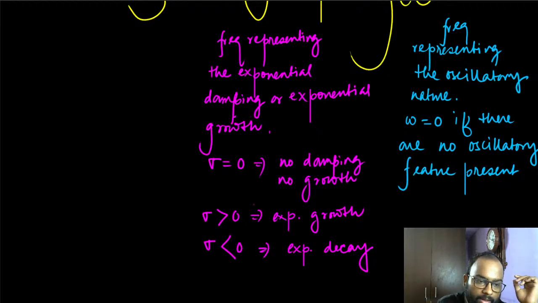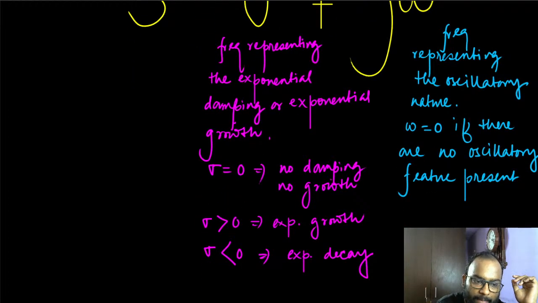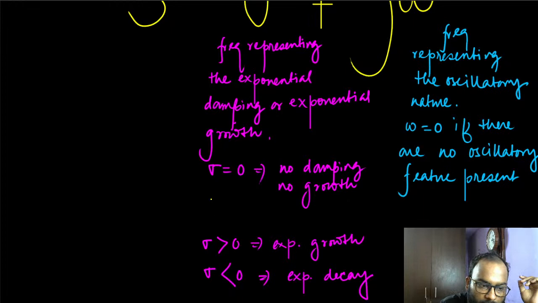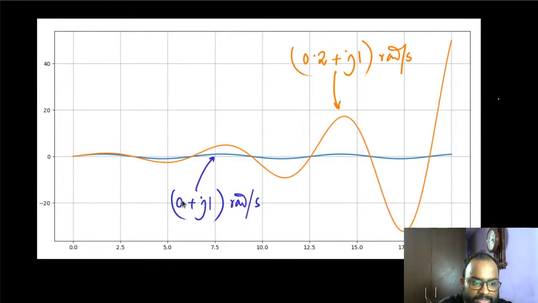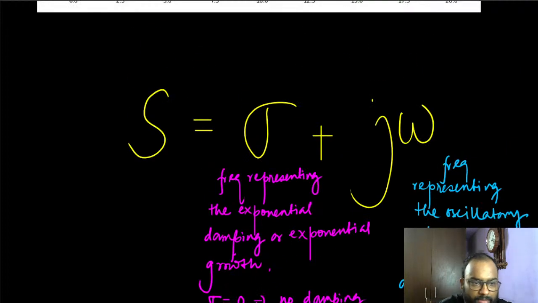Okay, all right, so sigma equal to 0 means no damping, no growth, and that also indicates that it's a pure sinusoid, only oscillation, if omega is non-zero at the same time. Okay, so we saw all the examples. Here we see sigma is a positive quantity, so exponential growth here. And if omega is 0 here, then that will be just an exponentially rising signal. So we have discussed all of that. So this s is the grandfather of all the complex frequency.